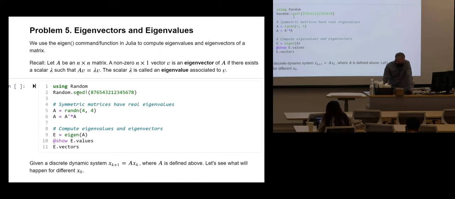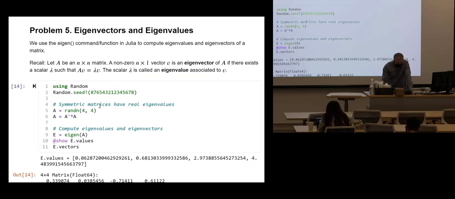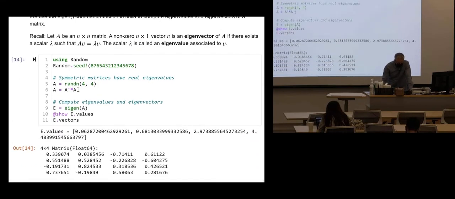So here, we're just going to use the random command, generate a random matrix. We're going to turn it into a symmetric matrix by doing A transpose A, and we calculate E equals eigen.